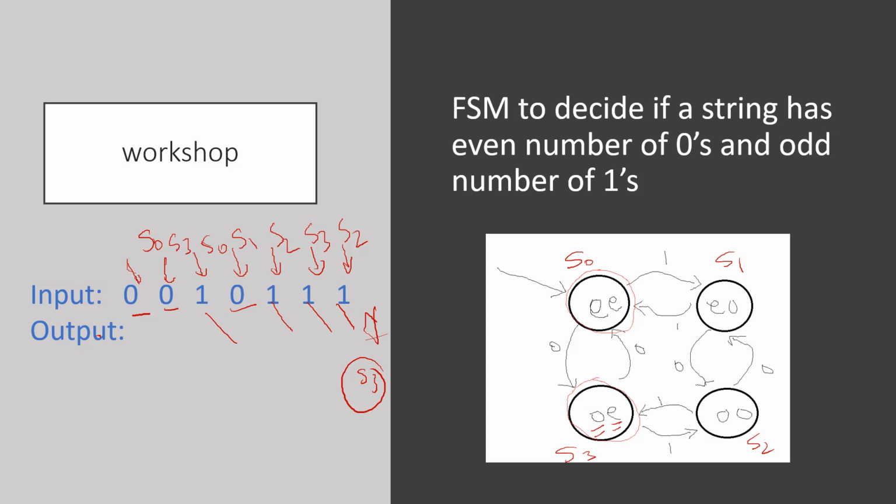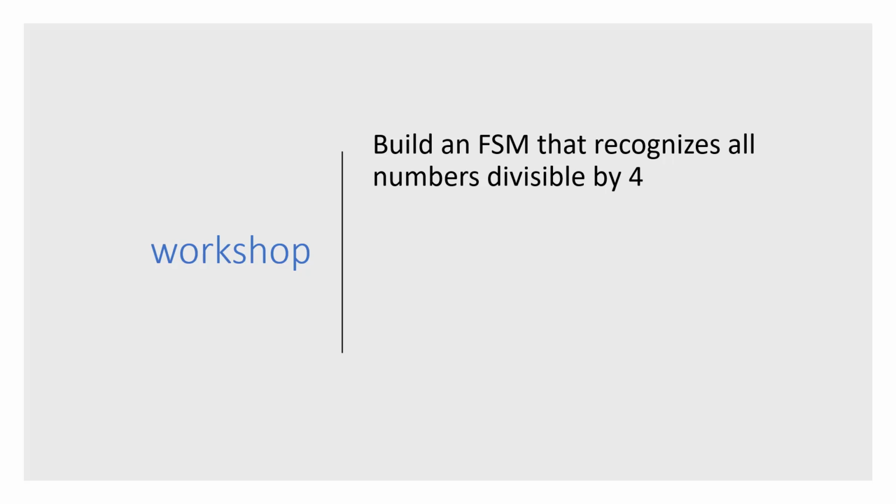This machine has no memory, but by using a state transition diagram, it can tell you, given any input stream, whether it has any one of these combinations of things. So this says even number of zeros and even number of ones. Even number of zeros and odd number of ones, and so on.